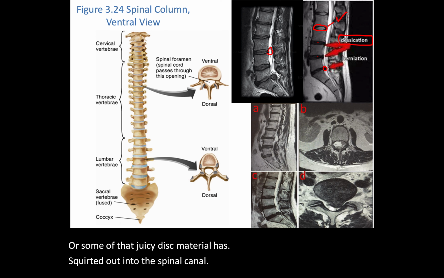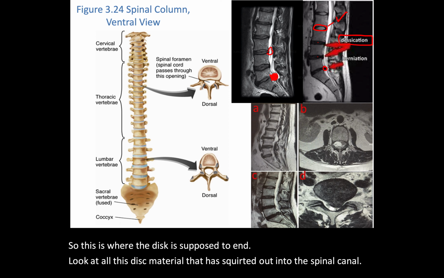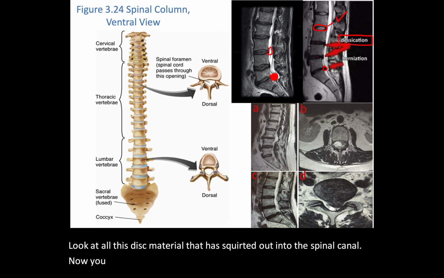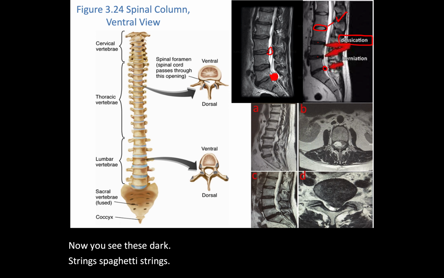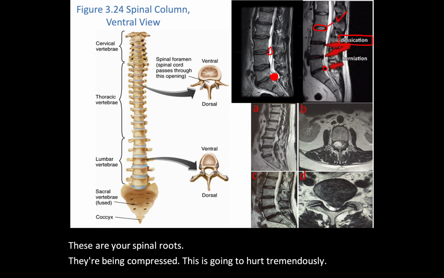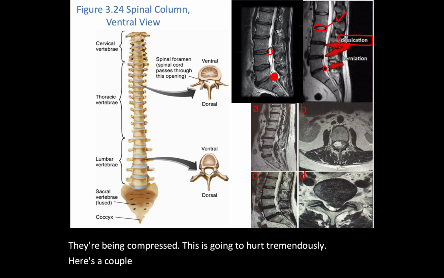Here's a really bad one. So this is where the disc is supposed to end. Look at all this disc material that has squirted out into the spinal canal. Now you see these dark strings, spaghetti strings? These are your spinal roots. They're being compressed. This is going to hurt tremendously. Here are a couple other cases.